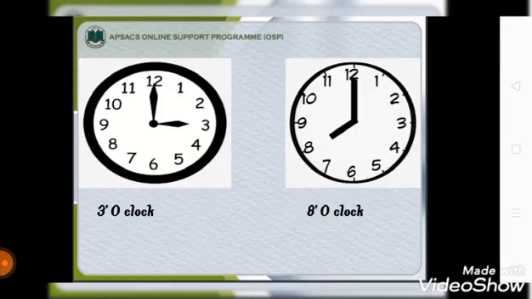Now there are other pictures. On the left side, the short hand is on 3 and the long hand is on 12. This is 3 o'clock. In the other picture, the short hand is on 8 and the long hand is on 12. It is 8 o'clock.